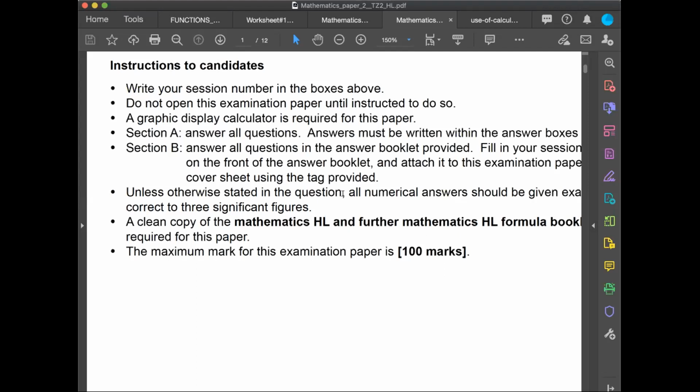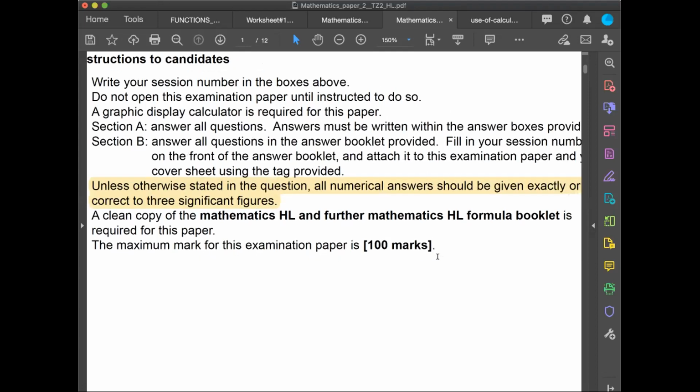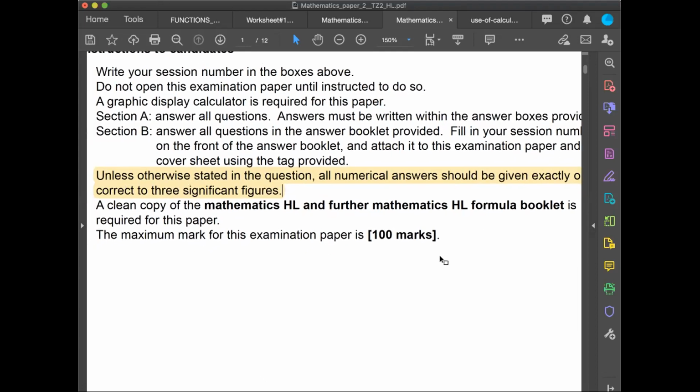It's an old form. So you can look at this instruction which says, unless otherwise stated in the question, all numerical answers should be given exactly. Exactly means no decimal, no rounding off, or corrected to 3SF. Okay, so that's like a general rule. Unless otherwise stated means it might sometimes say 2 decimal places, or angles need to be reported in 1 decimal place, that kind of thing.